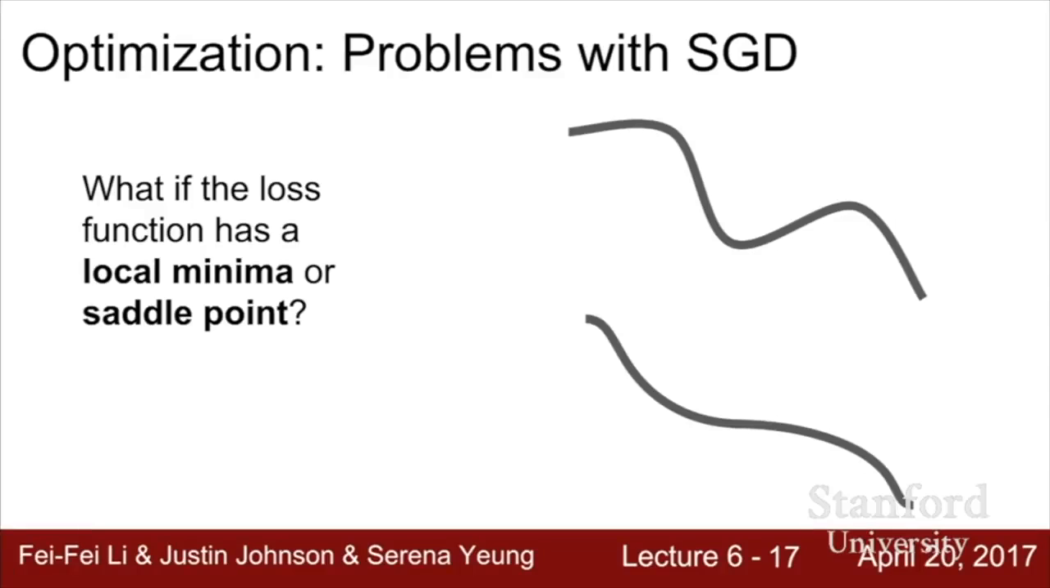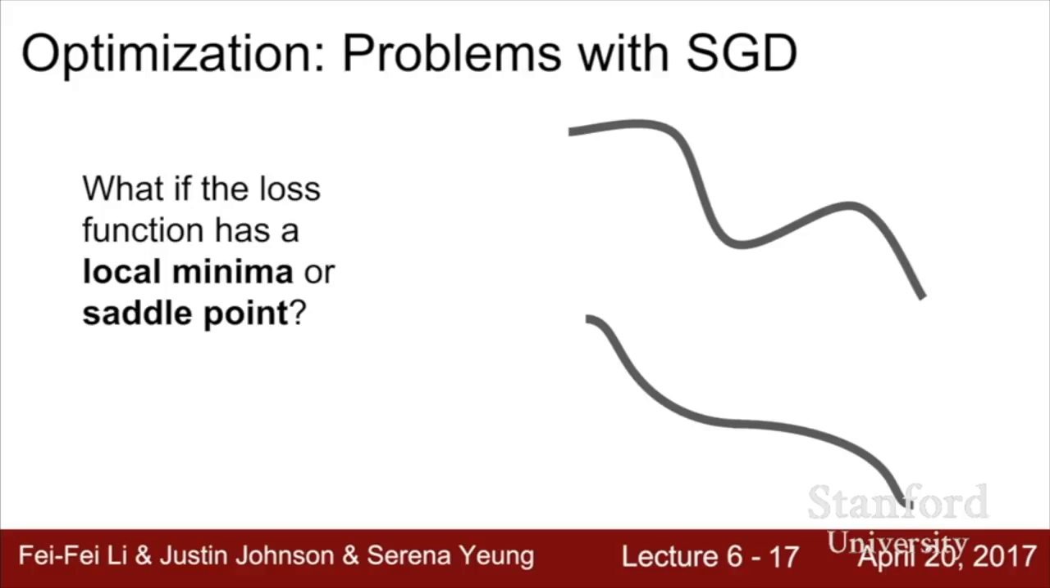Another problem with SGD has to do with this idea of local minima, or saddle points. Here, I've swapped the graph a little bit, and now the x-axis is showing the value of one parameter, and the y-axis is showing the value of the loss. In this top example, we have a curvy objective function where there's a valley in the middle. And what happens to SGD in this situation?